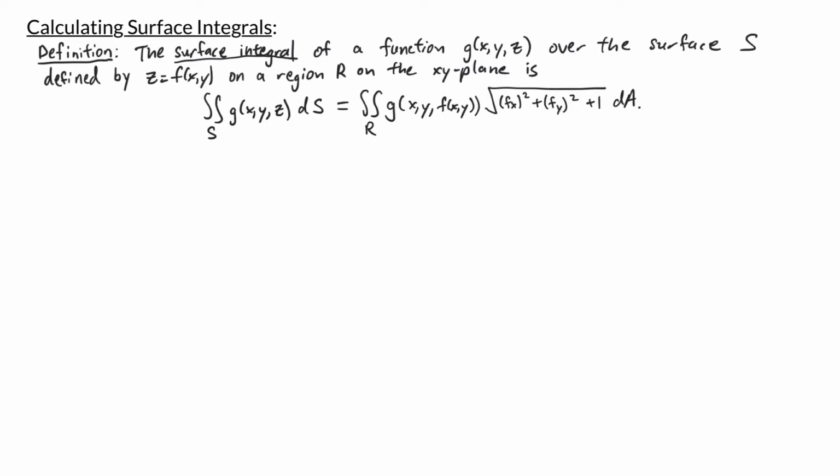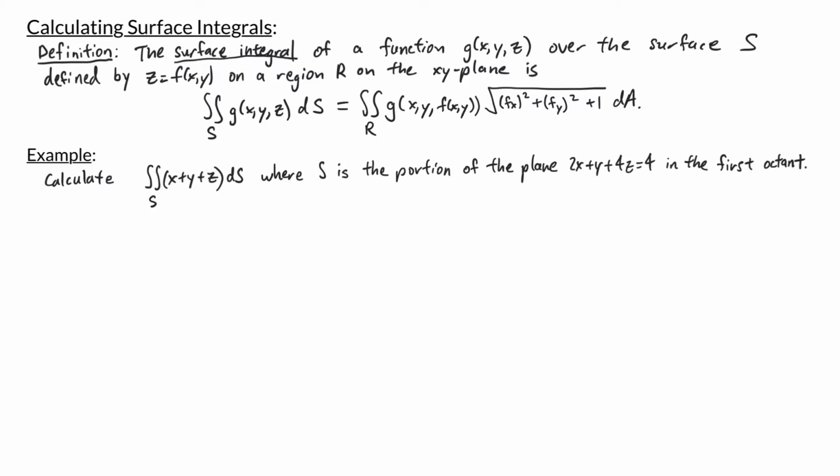Now let's go through some examples to see how we calculate the surface integral. So here we want to calculate the surface integral of x plus y plus z dS, where S is the portion of the plane 2x plus y plus 4z equals 4 in the first octant. To begin, we have the following picture for our surface.